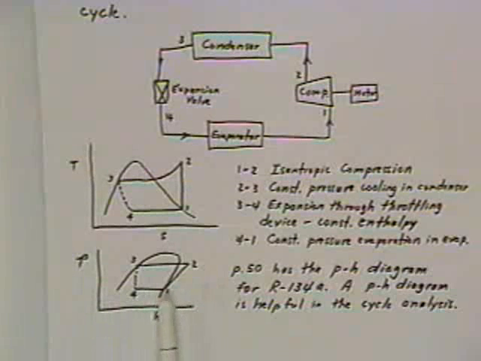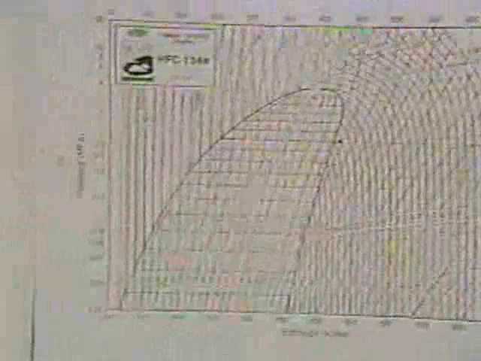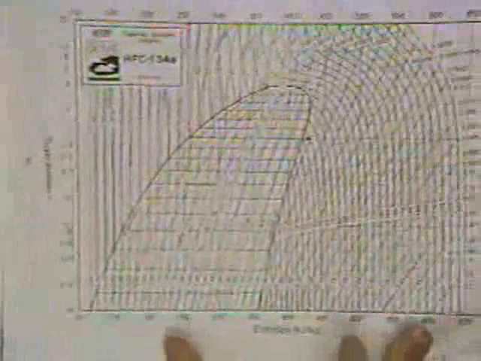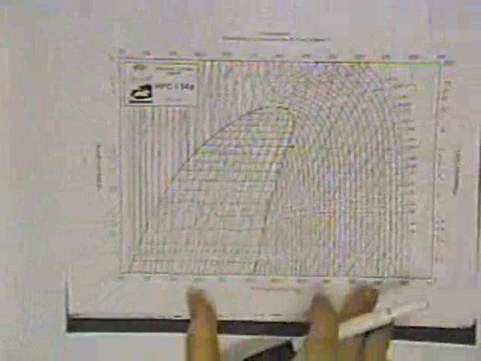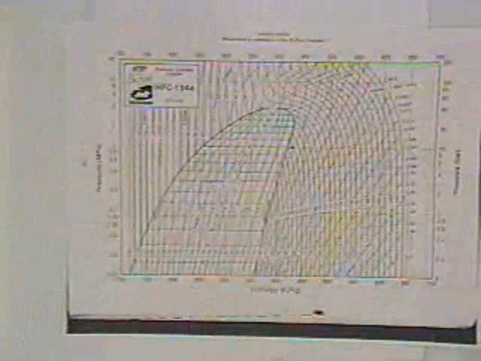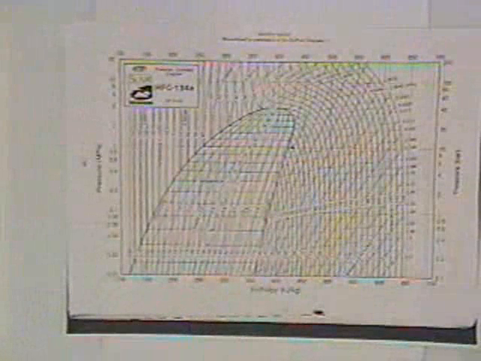And one of the reasons for using the pH diagram and showing it here is that what you have for R134A in your text is a pH diagram. So I'll just go ahead and put this up here. If we can zoom out, I think that will work fine just to show that. This is a direct page out of your text on page 50.